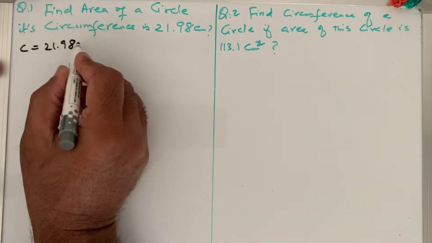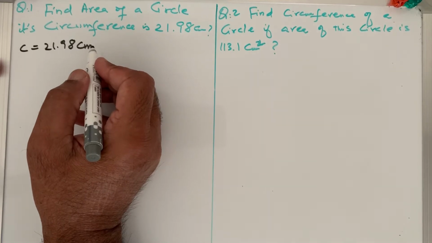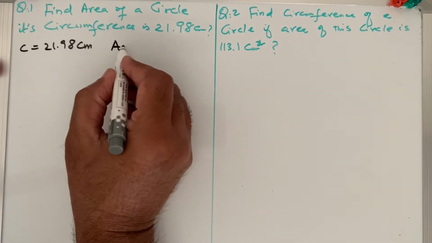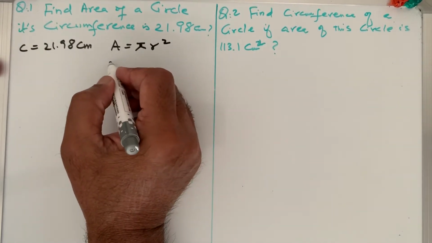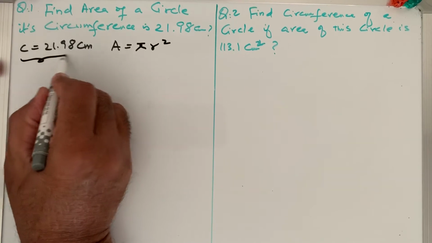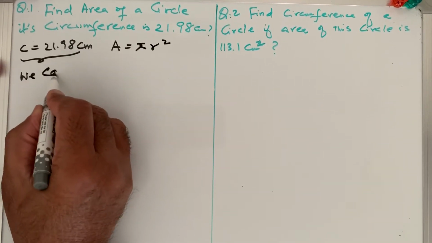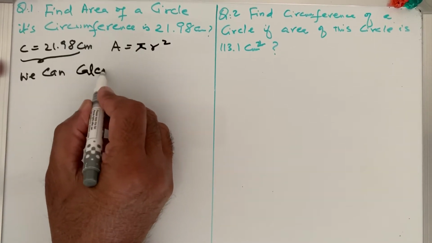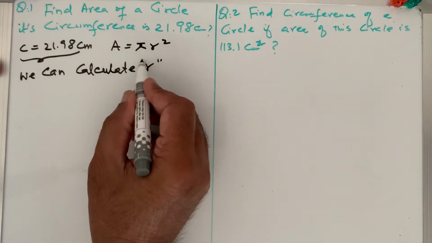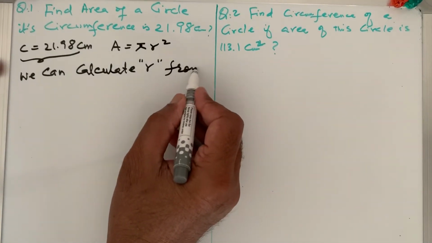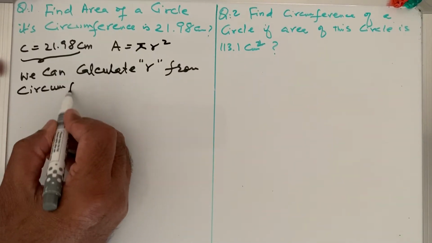21.98 centimeter. And to find out the area of a circle, we have the formula that A is equal to pi r square. But r is missing, right? So we can calculate r from circumference. What we learned? We can calculate radius, or r, from circumference, because circumference is given, right?